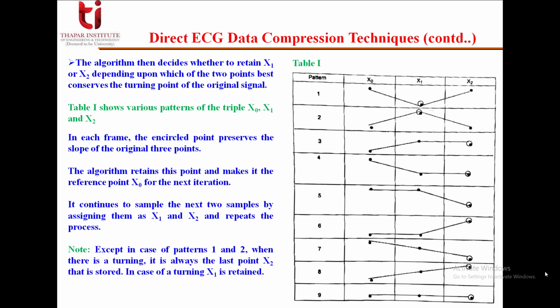Now you can note that except in the case of patterns 1 and 2, when there is a turning, it is always the last point x2 that is stored. In case of a turning, x1 is retained. So you can see here this x1 and x2, because it is a complete change in slope. So in this case x1 is retained, otherwise we have x2 which is retained.